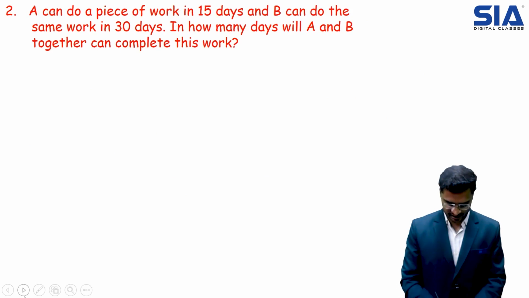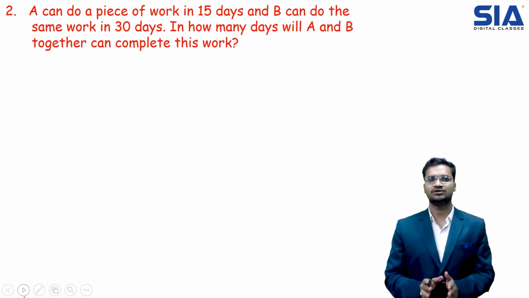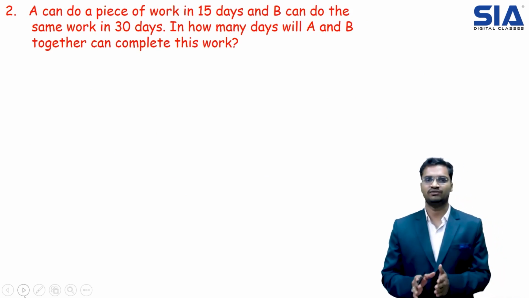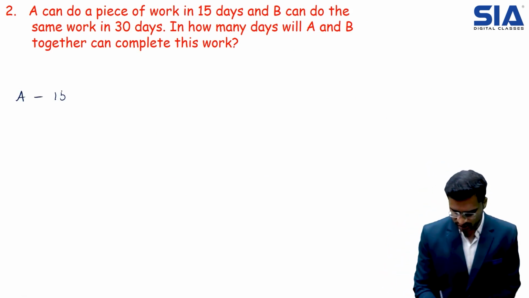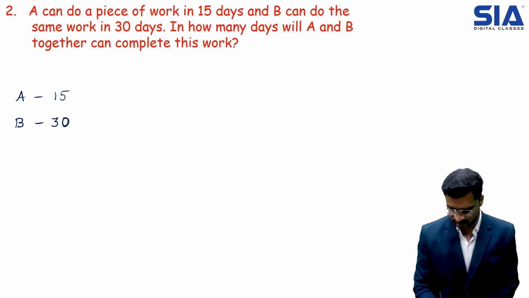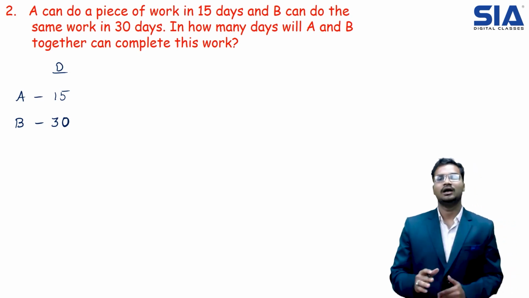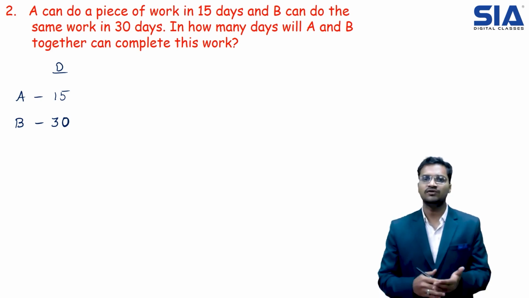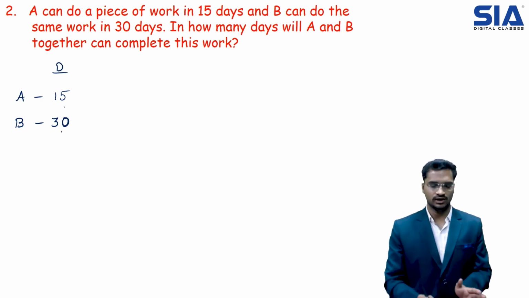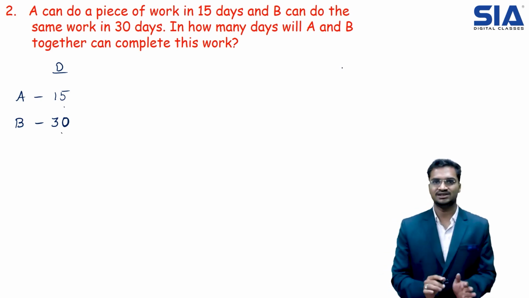Now let us see the second question. A can do a piece of work in 15 days, B can do the same work in 30 days. So A is doing this work in 15 days and B in 30 days. Now let us assume the total work as some value. That value will be the LCM of the numbers available to us.